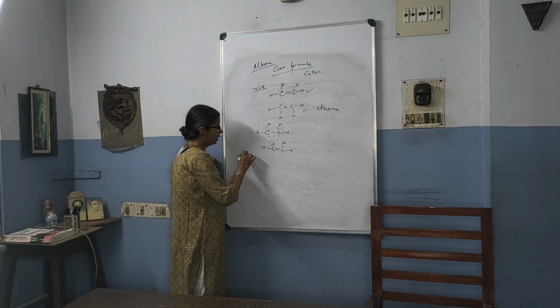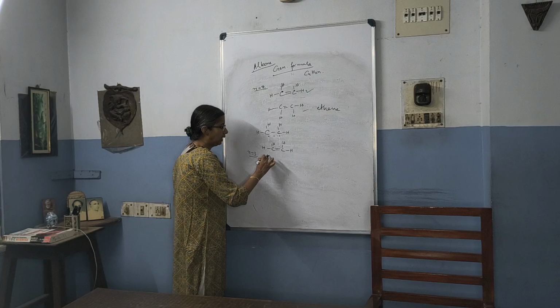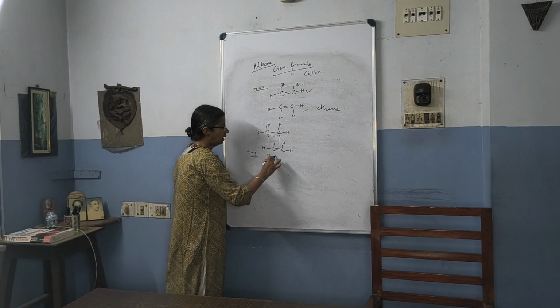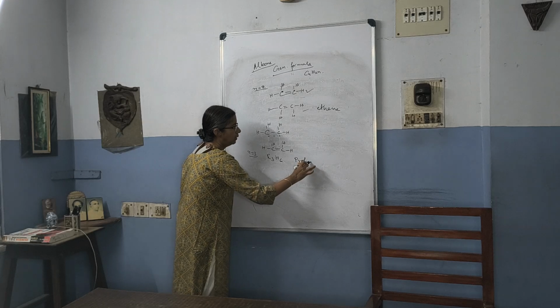Now we will move on to the next, that is n is equal to 3. That means it will be propene, that is C3H6. And the name is propene.